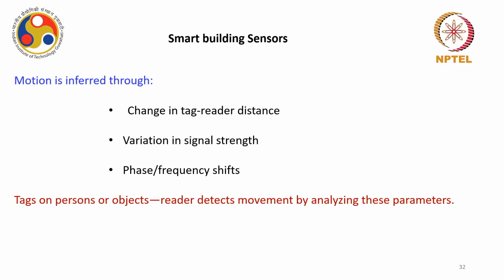Now, motion is inferred through change in the tag and reader distance. Reader here is the RFID tag reader. So, change in the tag and reader distance, variation in the signal strength, and the shift of the phase and frequency. The tag is basically on a person or on the object which we want to track. The distance between tag and reader detects movement by analyzing these parameters.